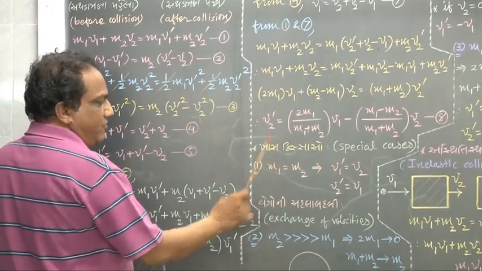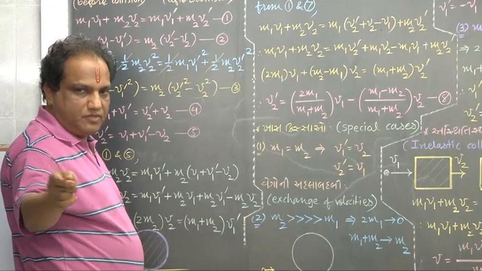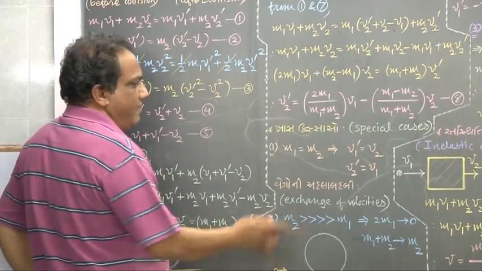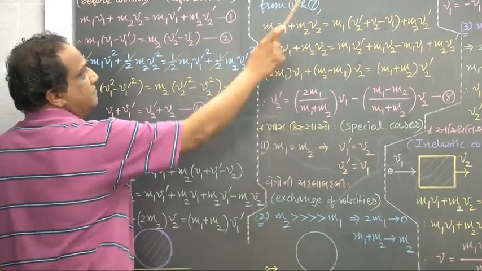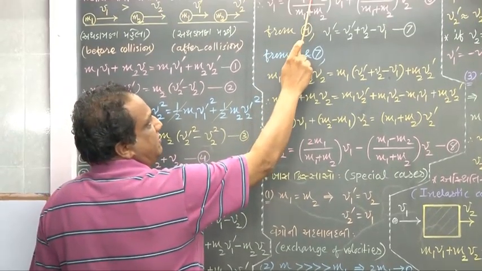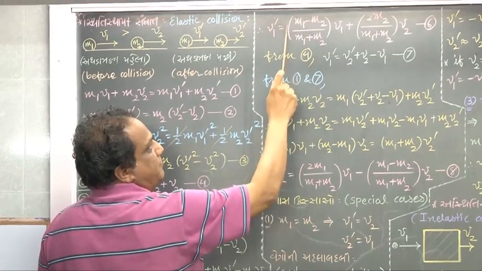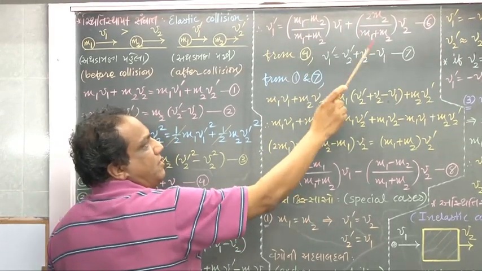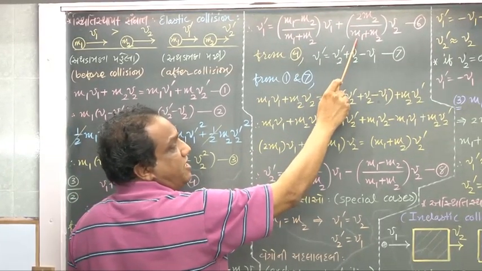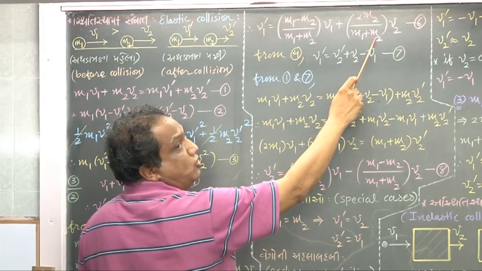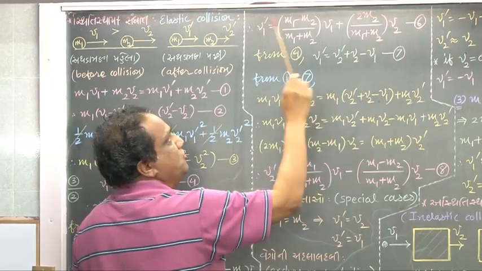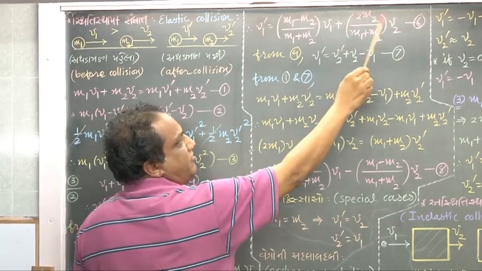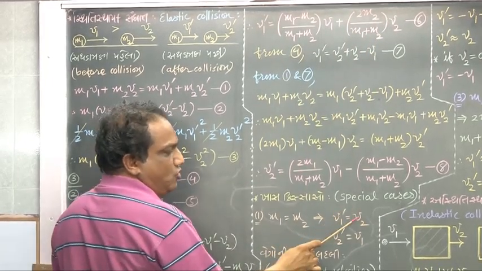Okay, fine. Now let us consider some special cases. Suppose we take M1 equals M2. If M1 equals M2, then this subtraction would be 0, so this part is 0. Put M1 equals M2 here: M2 plus M2, 2M2 upon 2M2, 1 into V2 will be V2. So V1 dash will be equal to V2.